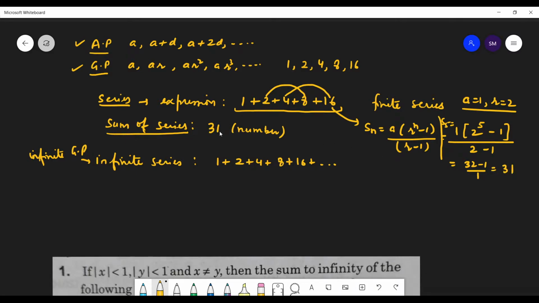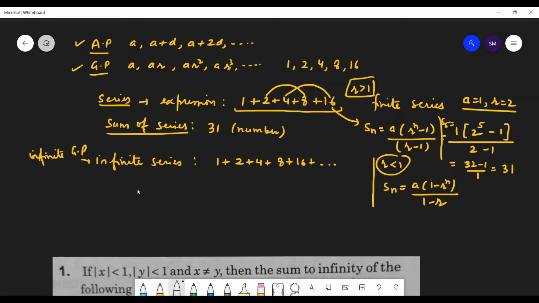Okay. So either you are adding simply, or suppose you have an expression where, here r was greater than 1. Suppose you have r less than 1. Then this expression will become a(1 minus r^n) by 1 minus r. Very good. So this will be your expression. Agreed, everyone?